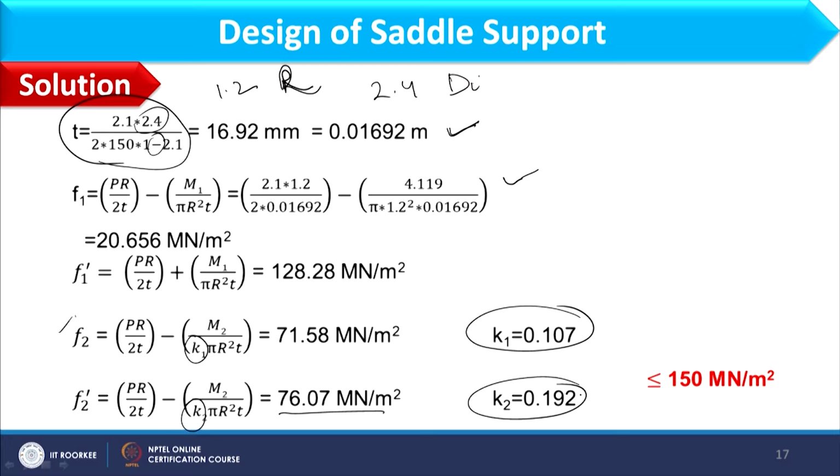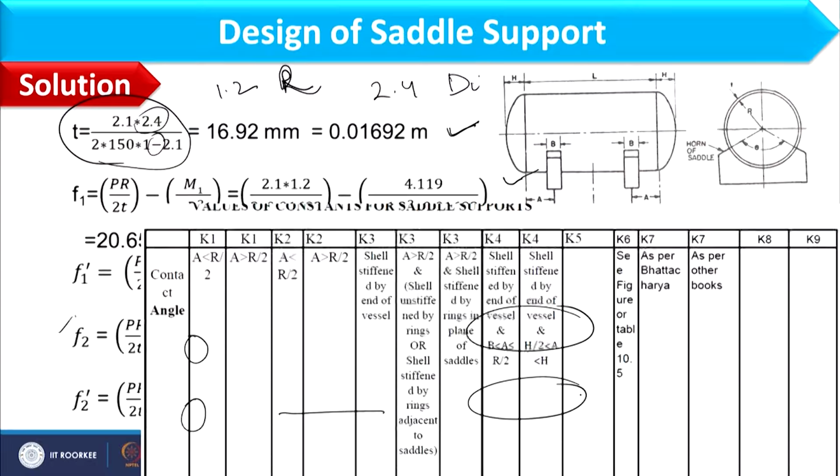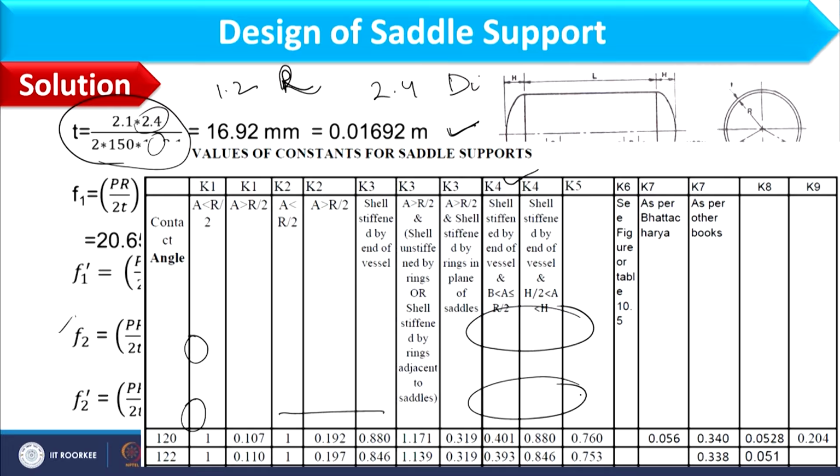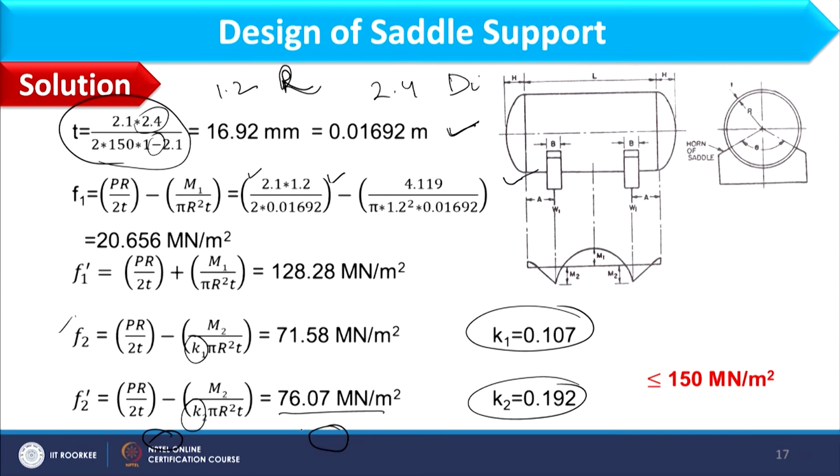0.192. Now from where this K1 and K2 comes, if you see here I am having this K1 where this condition will be applicable, A is greater than R by 2, and this K2 is given where A is greater than R by 2. So K1 0.107 corresponding to 120 degree angle, and K2 comes as 0.192. So considering these values, we can find F2 and F2 dash. Now this should be satisfied with Fj, so that should be less than or equal to 150 mega Newton per meter square. So all conditions are well satisfied.